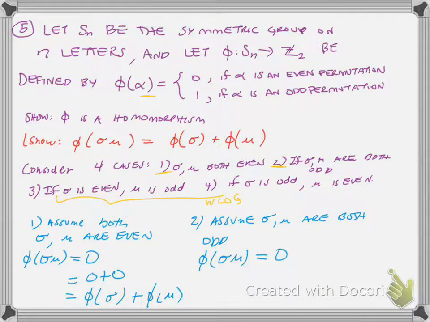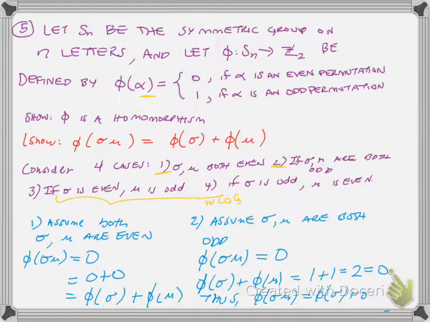Now here we have to be a little careful, because note that phi of sigma plus phi of mu is going to be 1 plus 1, which equals 2, but in Z2 that equals 0. Thus, phi of sigma mu is equal to phi of sigma plus phi of mu. So again, make sure you go back over this: when you compose two even permutations, you get an even. When you compose two odd permutations, you get an even as well.